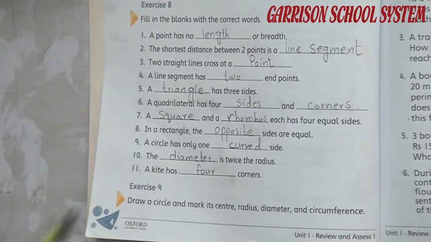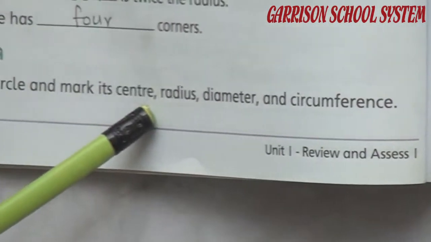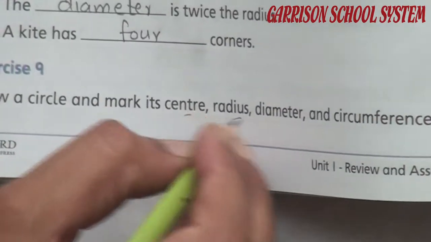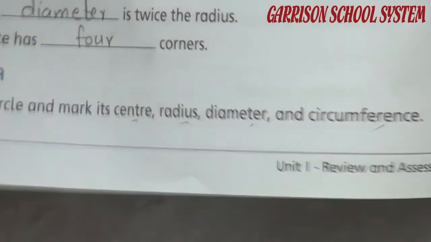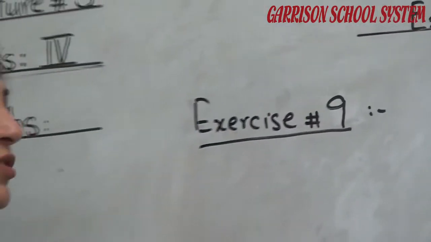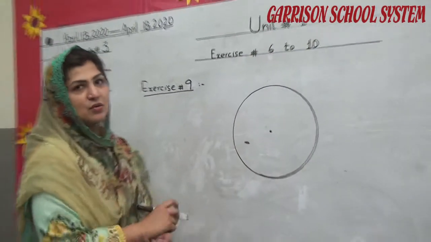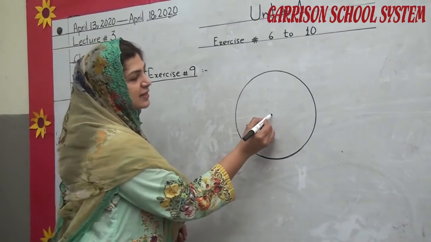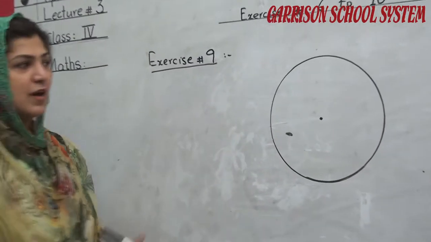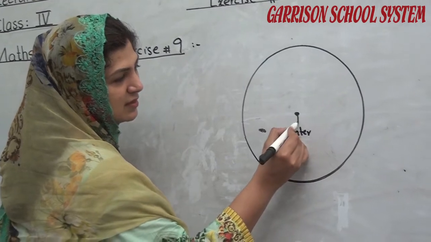Now the next exercise is exercise 9. Draw a circle and mark its center, radius, diameter and circumference. What is center, radius, diameter, circumference? Let's see. Now students, we are going to start exercise number 9. So this is a circle, as you are looking on the board, and this is the center of the circle. First of all, we know about the center.